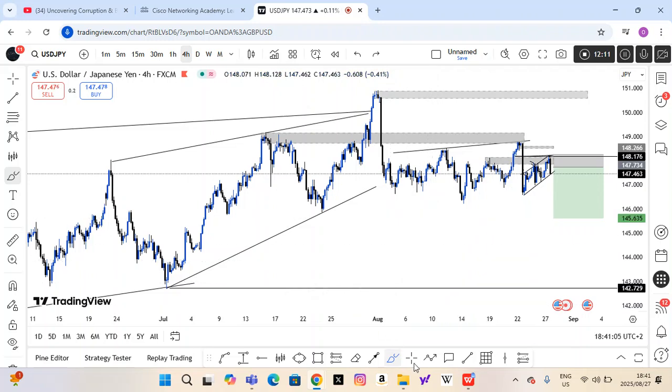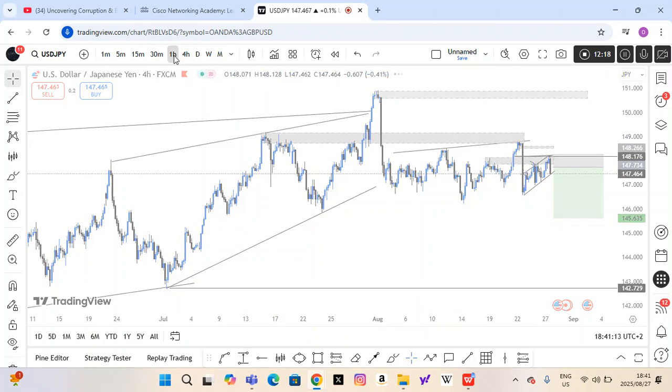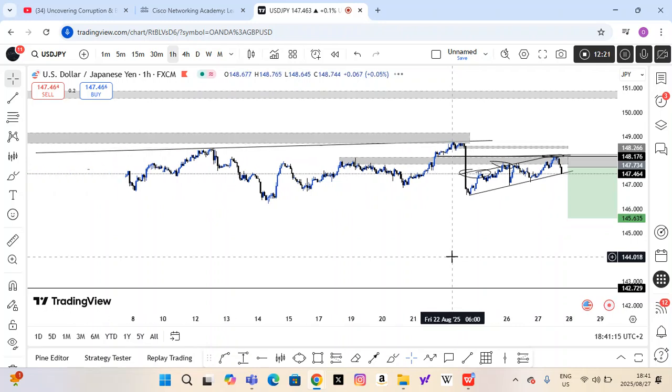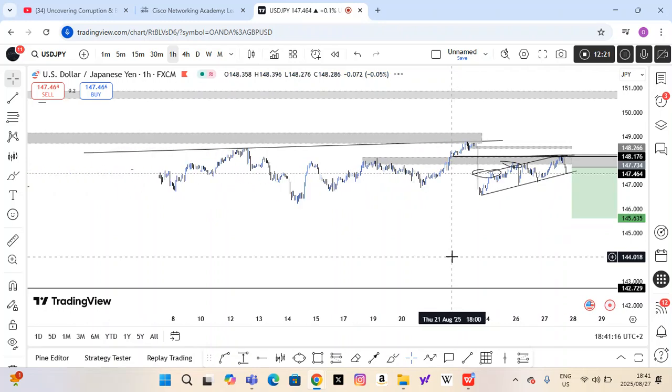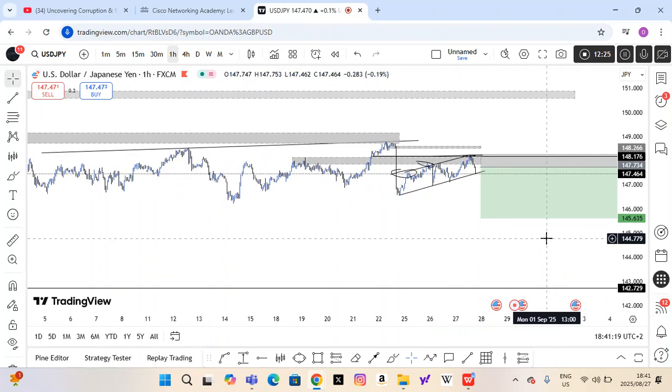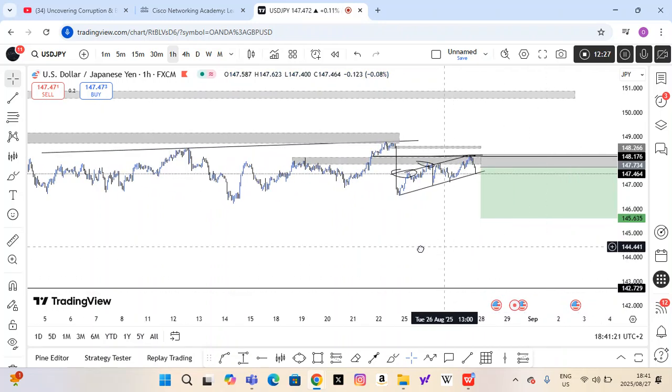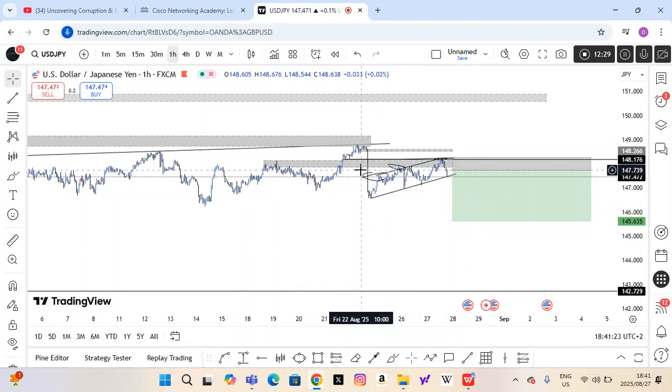Then from here I already know that I'm now looking for sales. Jumping to the 1 hour, I've now added clarity with that pattern that I had there. So one thing I loved about USD JPY for this week, and for me to trade it, was that I loved the fact that it gave me two confirmations at once.